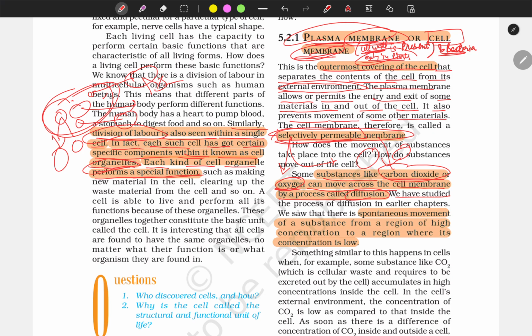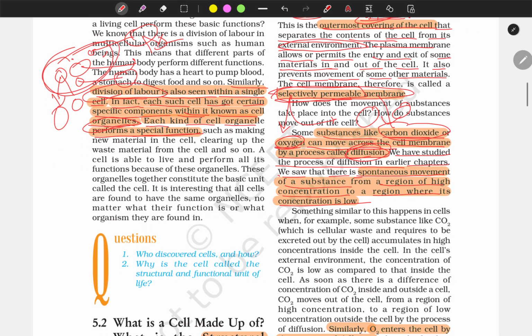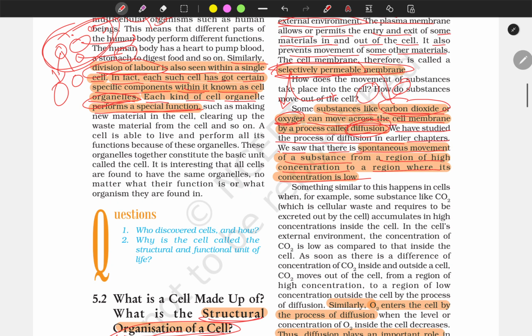And we have studied the process of diffusion in an earlier chapter. We saw that there is a spontaneous movement of a substance from a region of higher concentration to a region of low concentration. So what is diffusion? Diffusion is the movement of particles of a substance from a high concentration region to a low concentration region. Suppose in some environment there is a high concentration of a molecule, and here there is a low concentration. They move randomly.